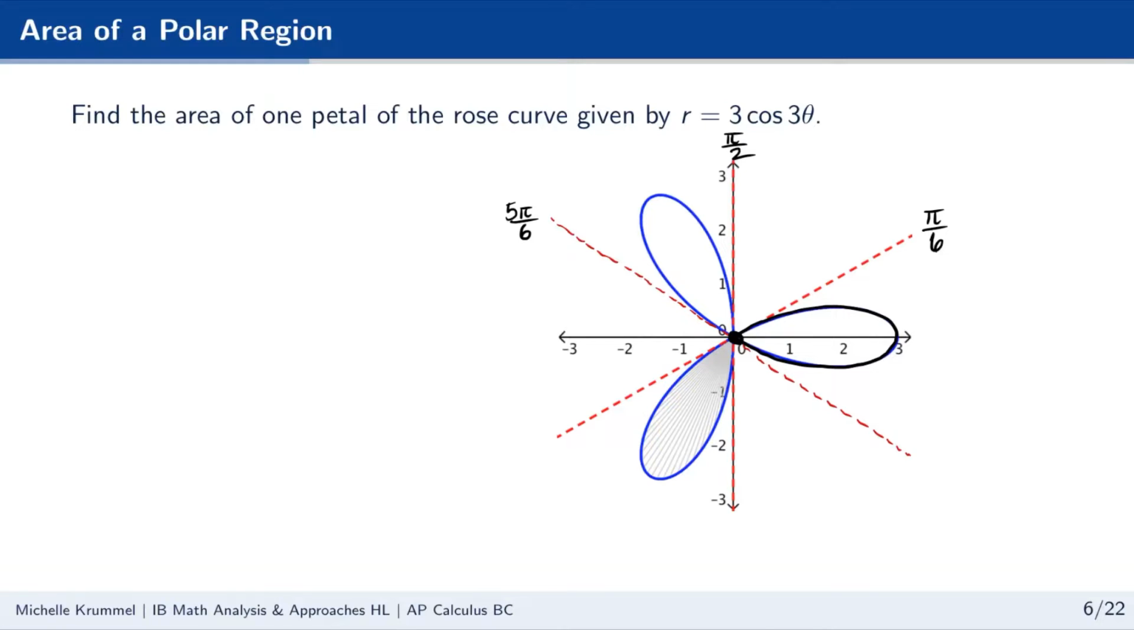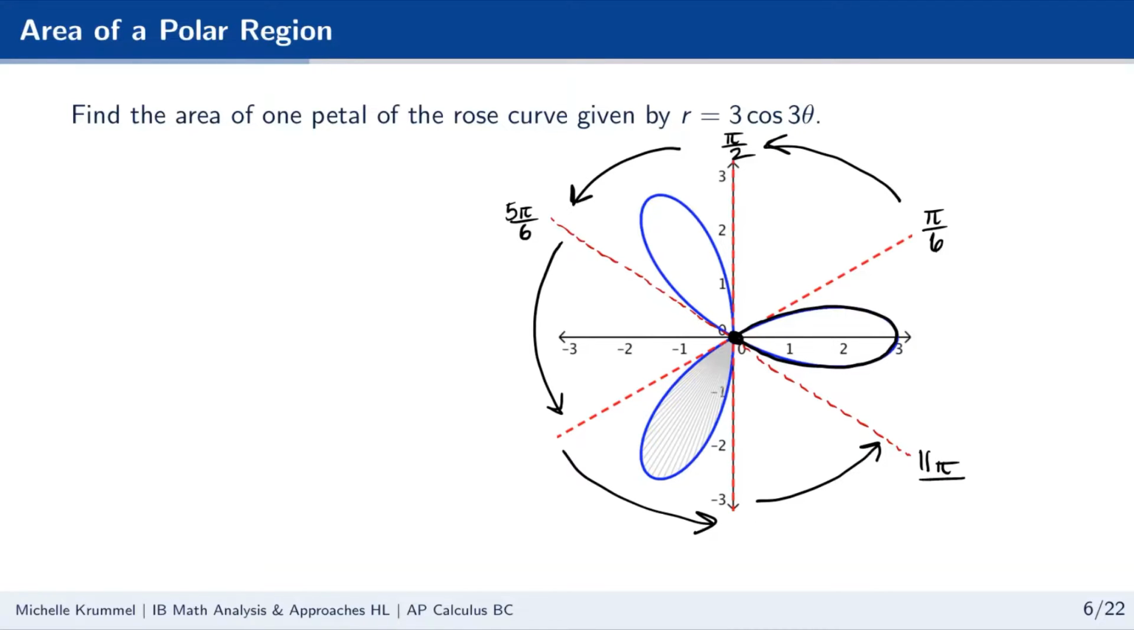So I have options here. That means I could integrate from pi over 6 to pi over 2, or I could integrate from pi over 2 to 5 pi over 6, or from 5 pi over 6 to 7 pi over 6, or 7 pi over 6 to 3 pi over 2, or 3 pi over 2 to 11 pi over 6. Or, but you got to be careful here, you can't go from 11 pi over 6 to pi over 6.